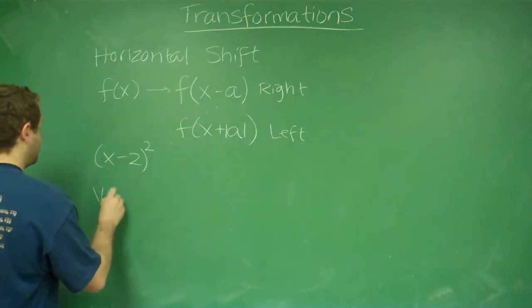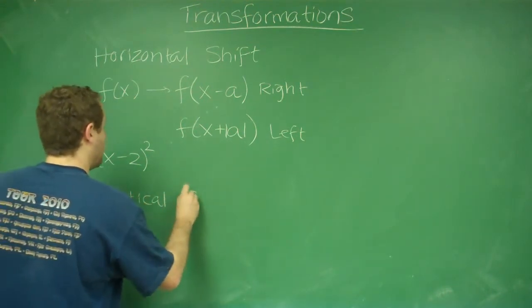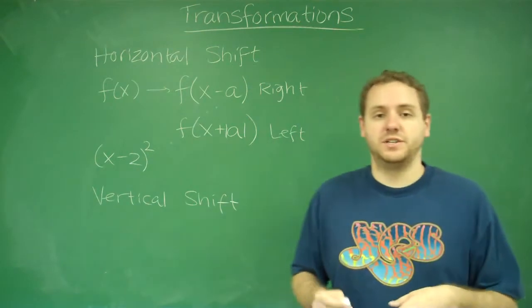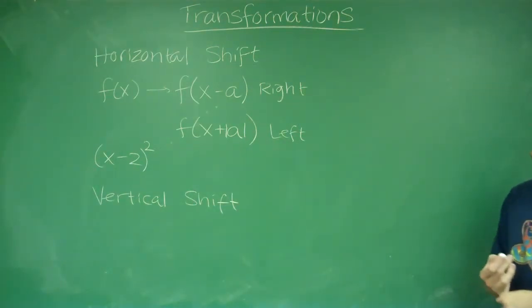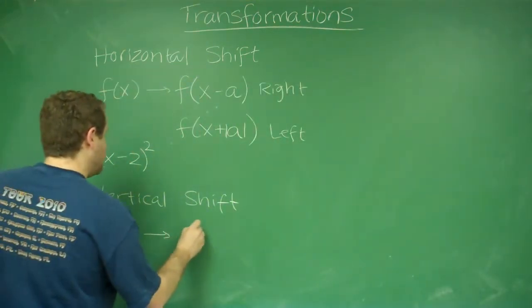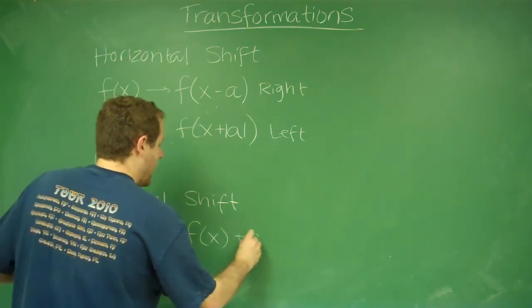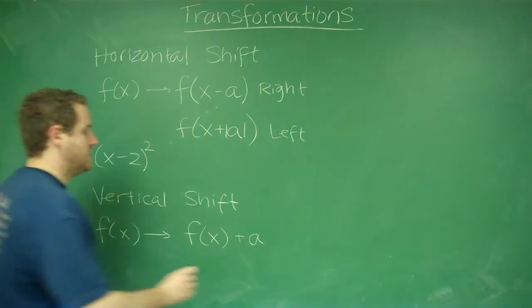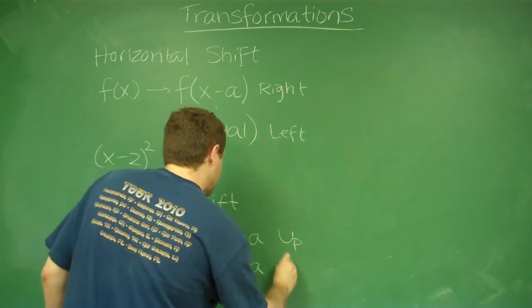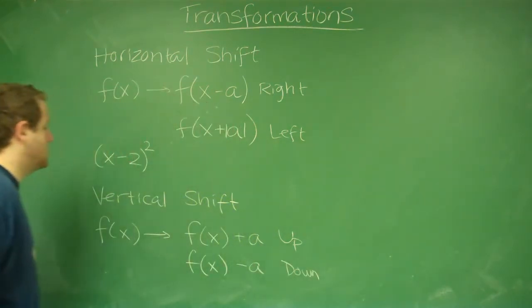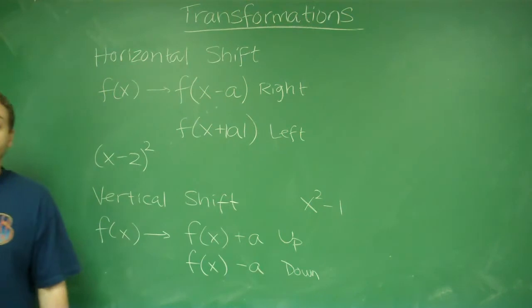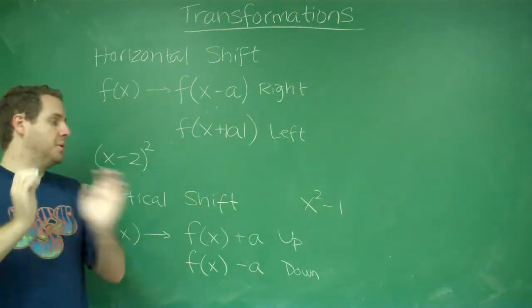A vertical shift is when you, now vertical is in the y dimension of your Cartesian coordinates, up and down. You're going to subtract or add something outside of the function. So, if f of x you change to be f of x plus a outside of your function, that's a shift up. f of x minus a is a shift down. So, for another example, if you had the function x squared minus 1, that is your standard x squared parabola, moved down 1 unit.